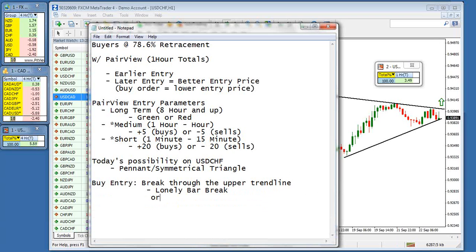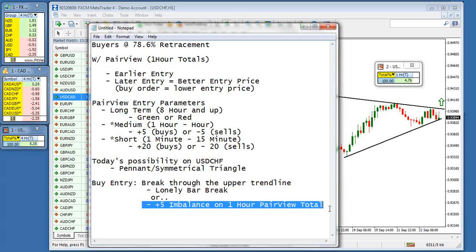Or when it breaks the upper trend line, looking for a positive +5 imbalance on the 1 hour totals, 1 hour pair view total.